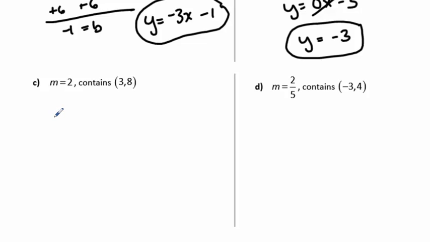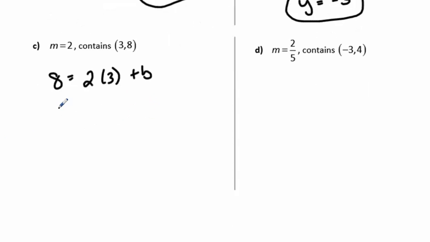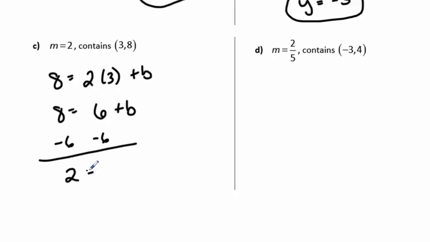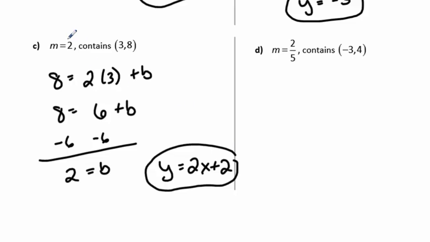In the next one, the slope is 2 and the ordered pair is 3, 8. So I'm going to have 8 equals 2, the m, times 3, the x, plus b. And we want to simplify and solve for b. So I have 8 equals 6 plus b. Subtract 6 from both sides. Gives us 2 equals b. So this equation is y equals 2x plus 2. 2 is the slope, and 2 is also the y-intercept.